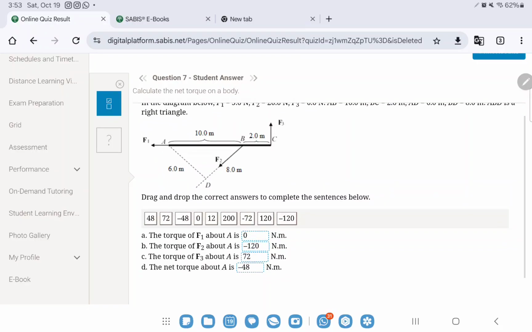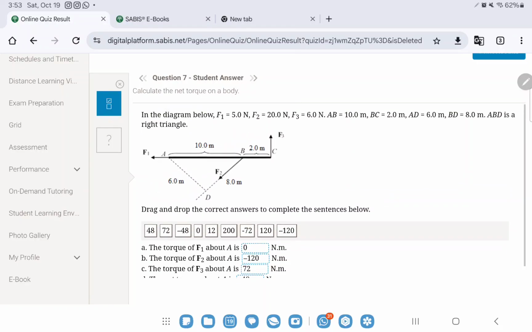Okay, so here you have a question about torque again. So we're going to calculate the torque of F1 first. F1 is here, it's about A, right? So this is A. F1 is passing through A. So F1 immediately, don't even think about it, is 0. I'm going to change the color. Now you have F2. Where's F2? It's here. This is F2.